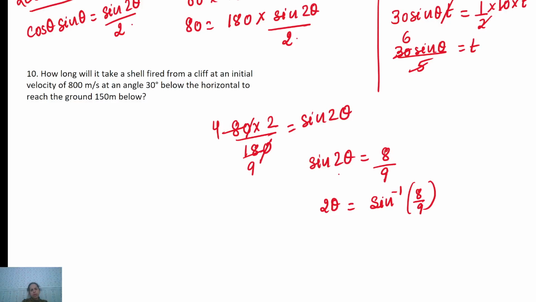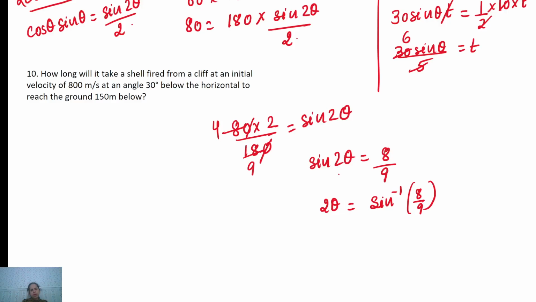Okay. How long will it take a shell fired from a cliff at an initial velocity of 800 at 30 degrees below horizontal to reach the ground 150 meters below? All right. This sounds like lots of calculations. Okay, I am not going to start the question till I draw the diagram. That's what you should do. So pause my video and try to make your own diagram. Okay, and I'm going to try making mine.